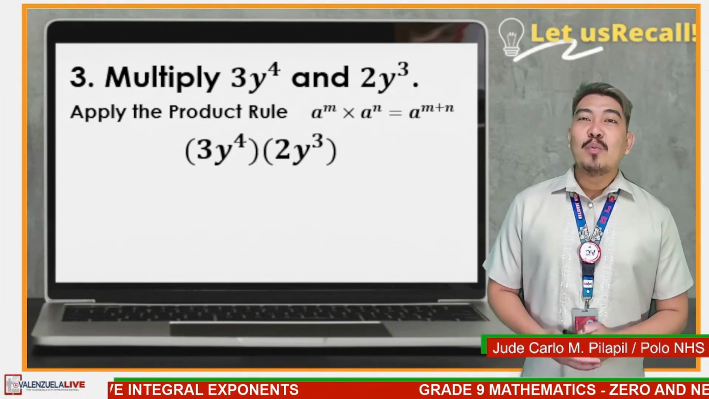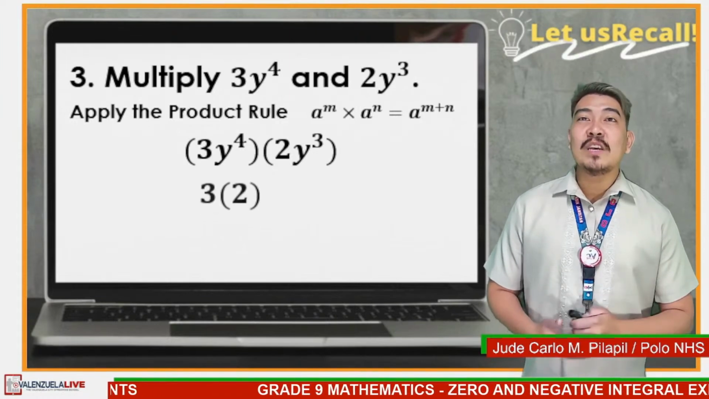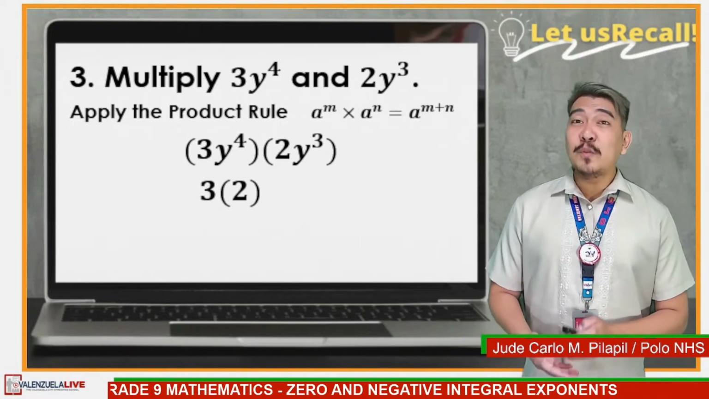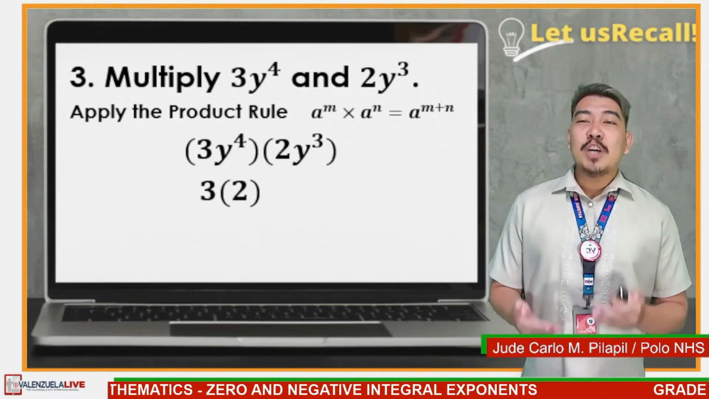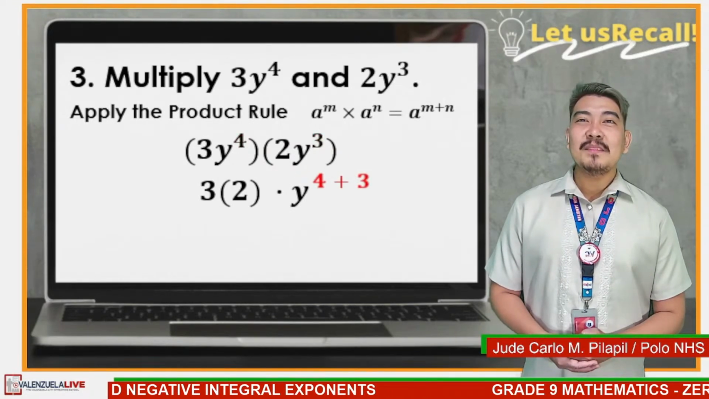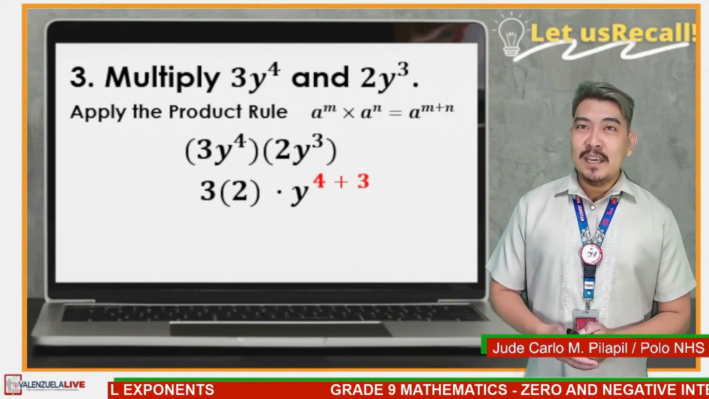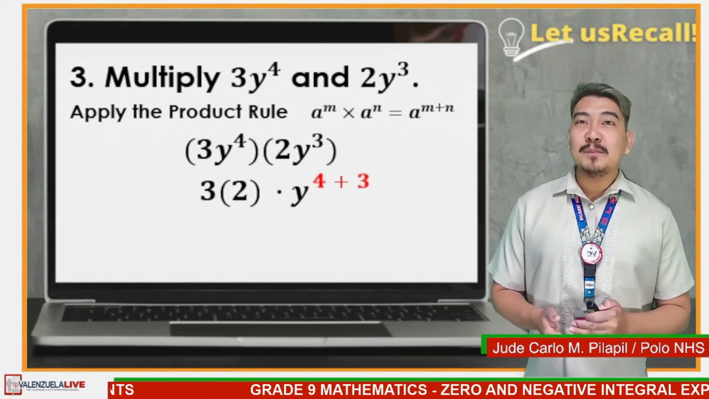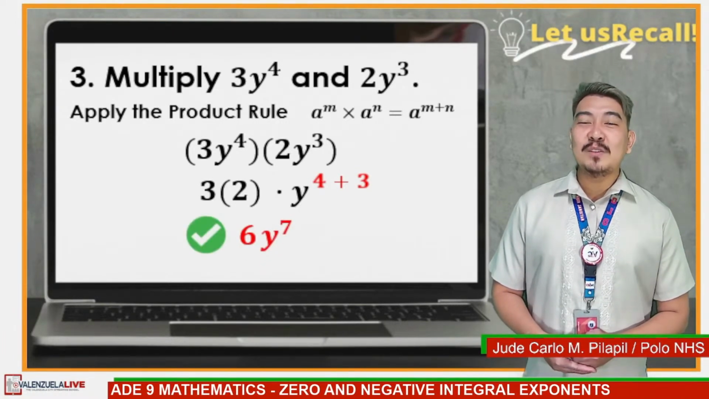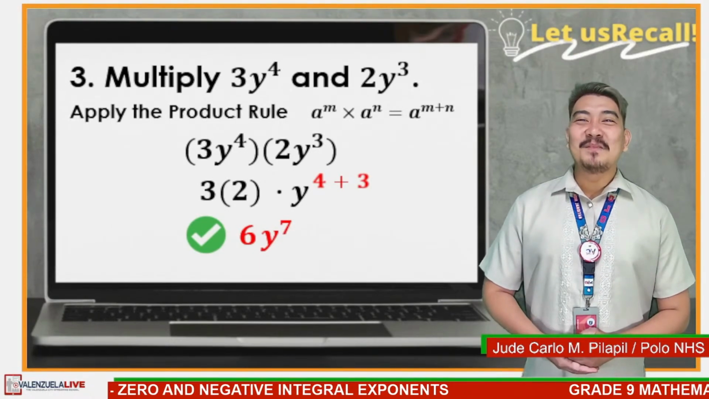So first, we multiply the numerical coefficients or the numerical factors 3 and 2. To multiply y raised to 4 and y cubed, we copy the common base y, then add the exponents. Thus, if we are going to simplify this, 3 times 2 is 6. 4 plus 3 for the exponents, we have 7. Thus, we have 6y raised to 7. You are doing a great job.